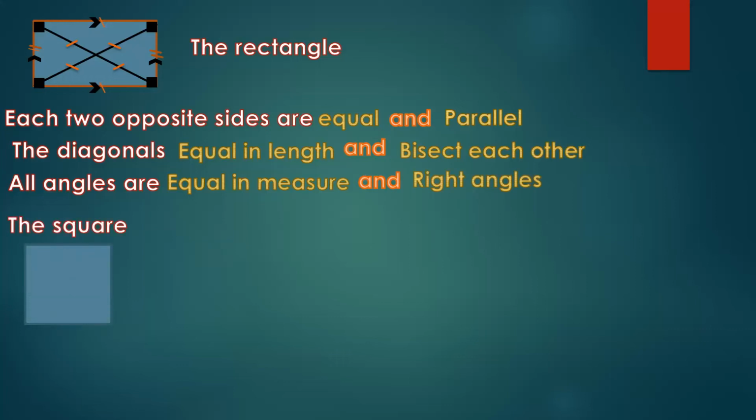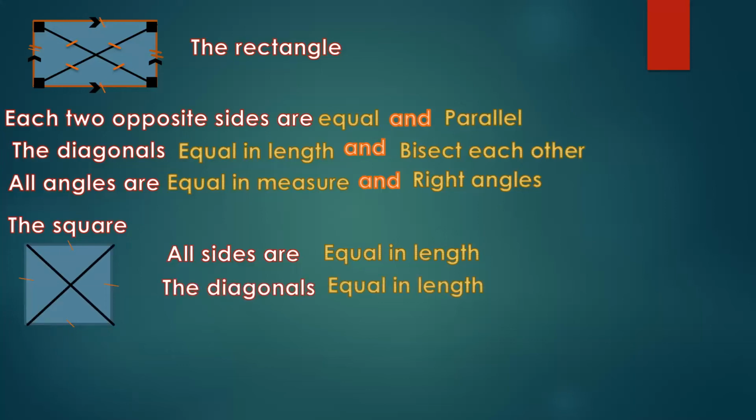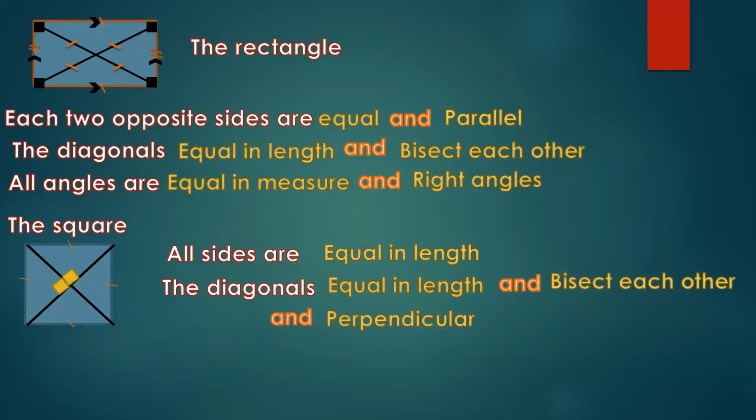The square, the second sub-shape. The square is like the rectangle, but with equal sides. All sides are equal. It has a right angle, so the diagonals are equal and bisect each other, and they have one more property, which is perpendicular. The diagonals are perpendicular. Why are they perpendicular? Because we have equal sides.